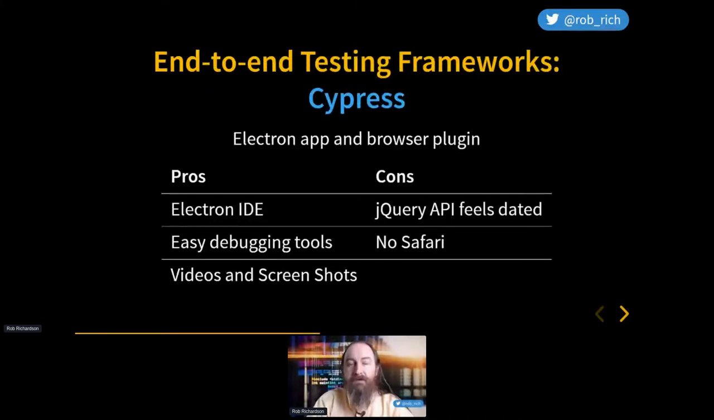Next up, we can take a look at Cypress. Cypress is an Electron IDE. It has easy debugging tools. It has kind of a jQuery feel, which may not be great. And because it's deeply integrated into the browser, it only supports the browsers that are built, so no Safari. It is great at taking videos and screenshots as your test runs, so if you get a failure, you can watch the video of how it played, even if it ran headless.